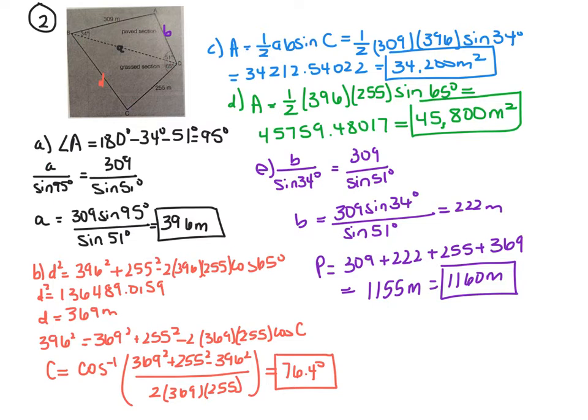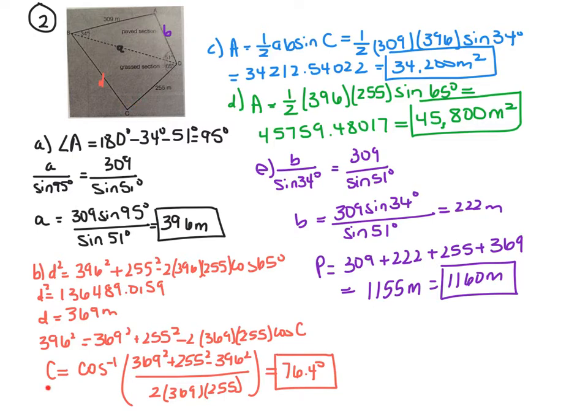So now I set up law of cosines again using side D, 369, and the 255 meters and the 396 that we know, and found this angle C here. So I have the opposite side on the outside, 396 squared is equal to 369 squared plus 255 squared minus 2 times 369 times 255 cosine of this angle that we're trying to find.